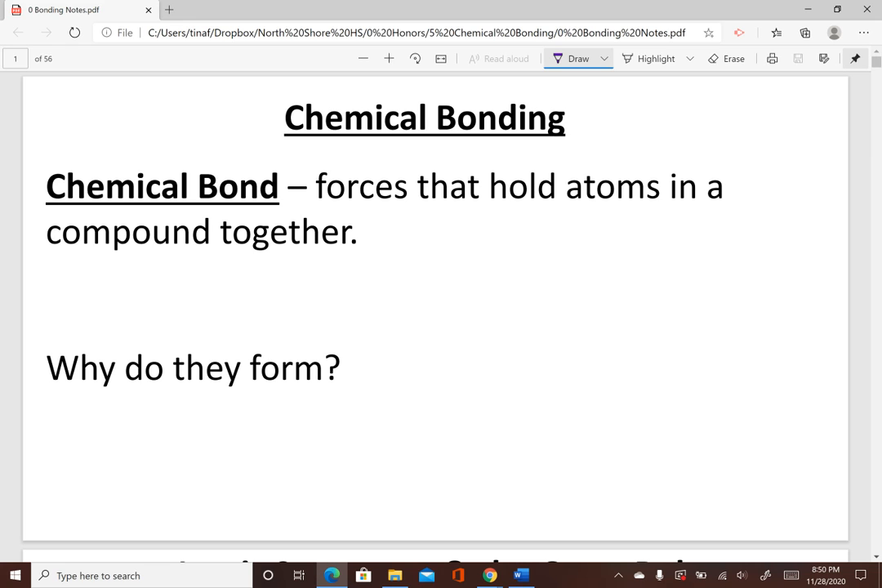So this next unit is all about chemical bonding, and a chemical bond is the reason why elements can form compounds. So the definition of a chemical bond are forces that hold atoms in a compound together. To be a little more specific, guys, we call this force an electrostatic force. And the reason why we can do that is because it involves some sort of positive charge being attracted to some sort of negative charge.